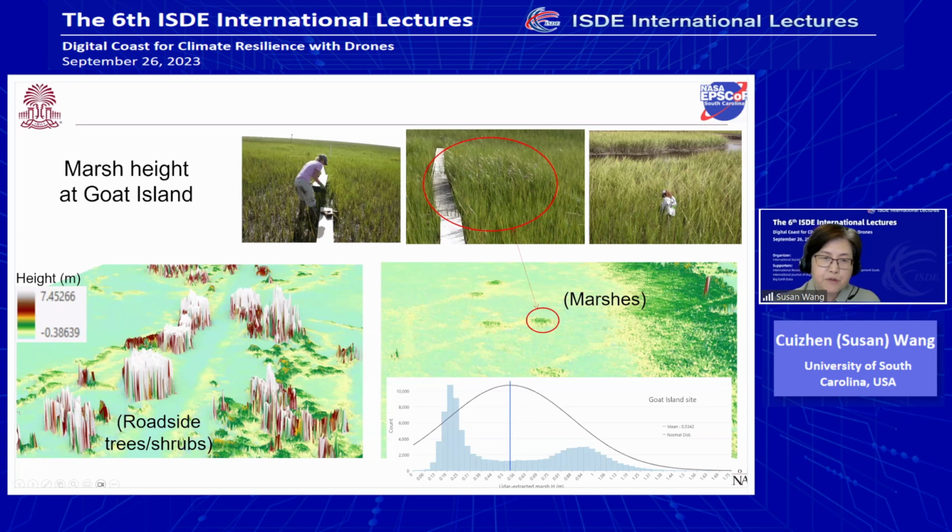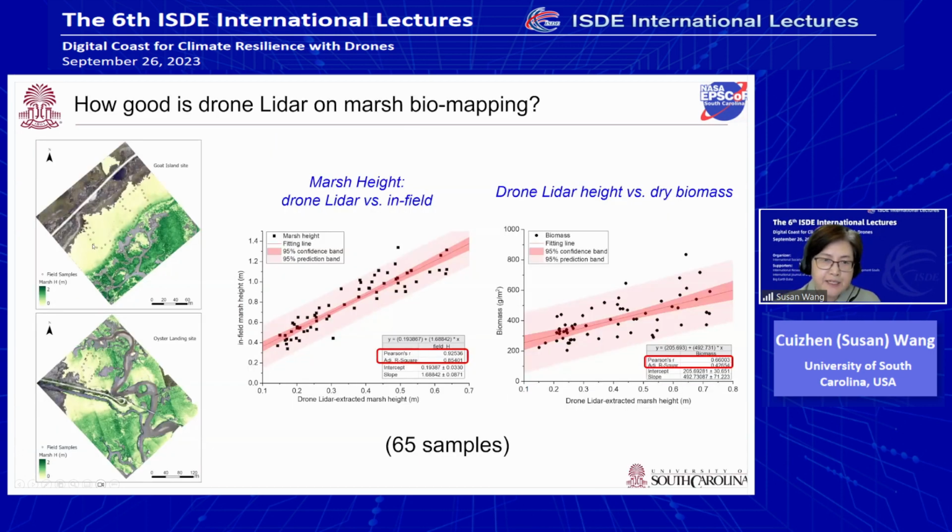And the accuracy assessment for drone LiDAR on the vegetation. Those points, as you see from the left here, are the field samples. On the 2 sites, we have a total of 65 samples. Each sample is a half meter by half meter quadrat. We measure the height there, and we clip and dry, and measure the dry biomass at each quadrat.